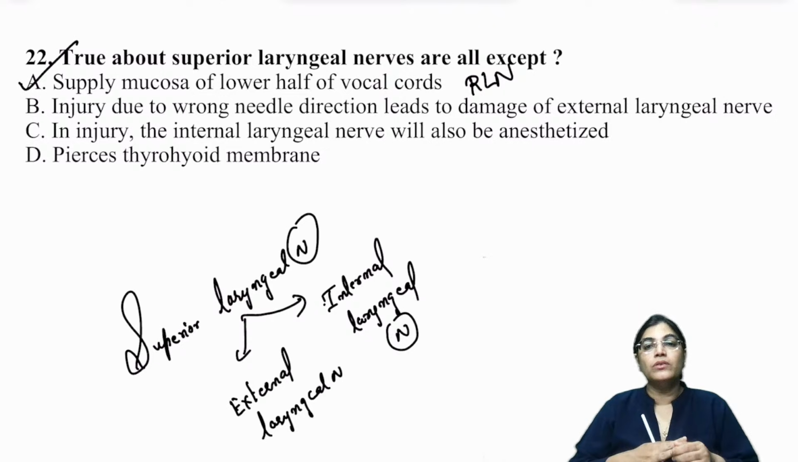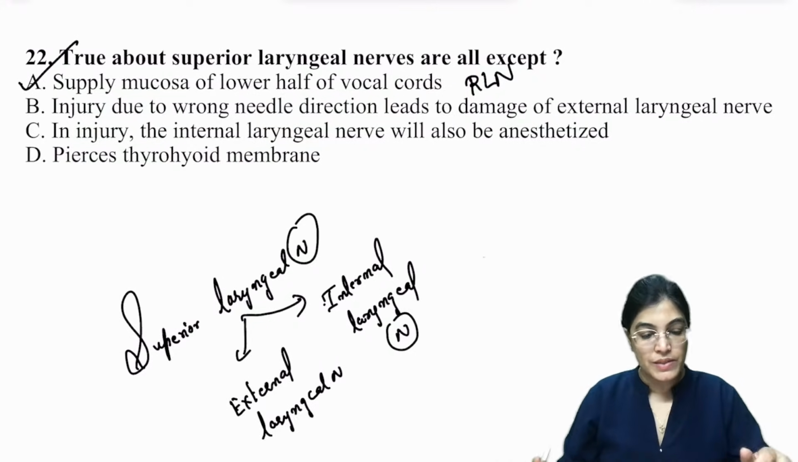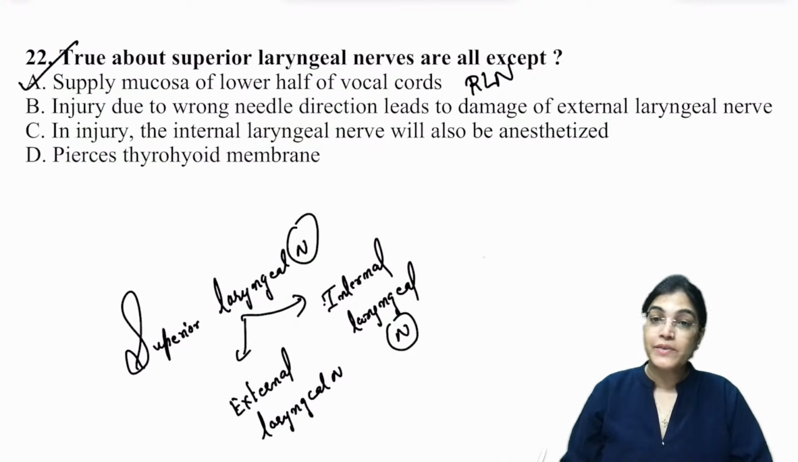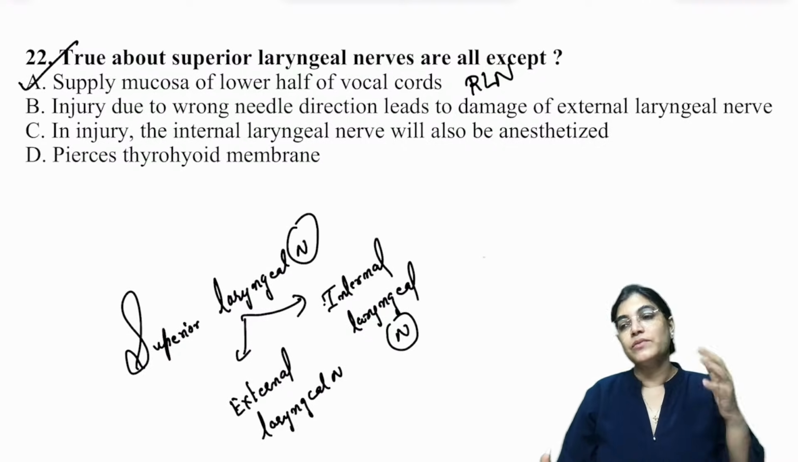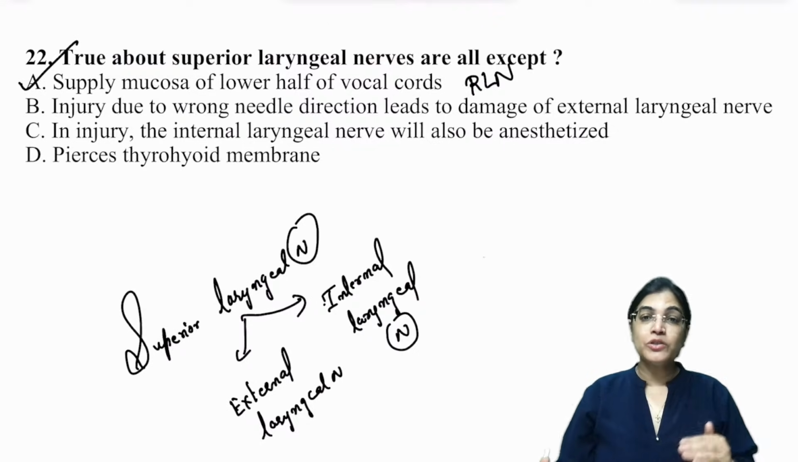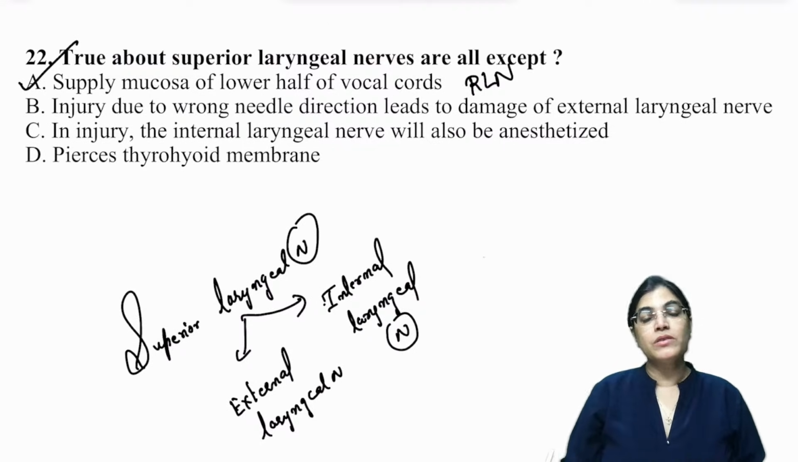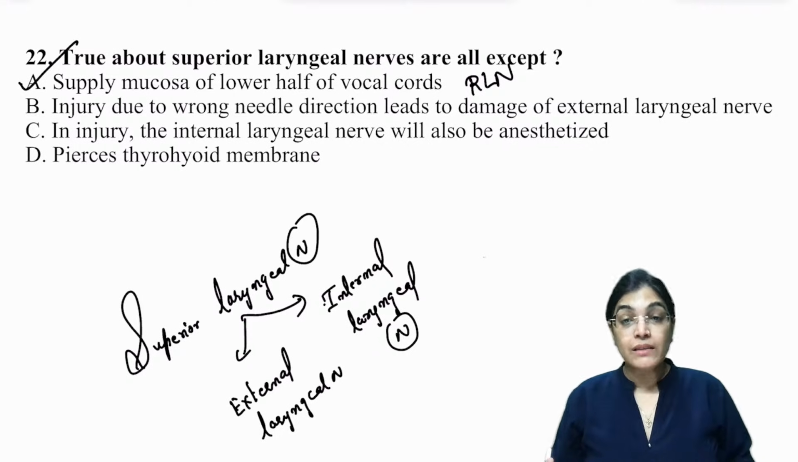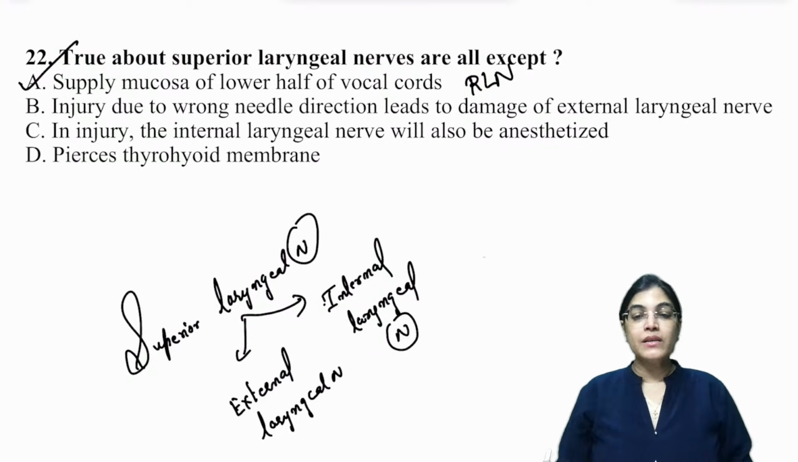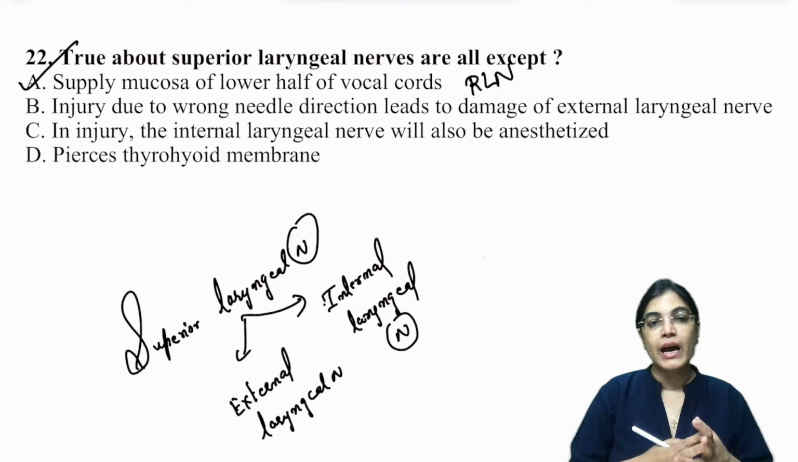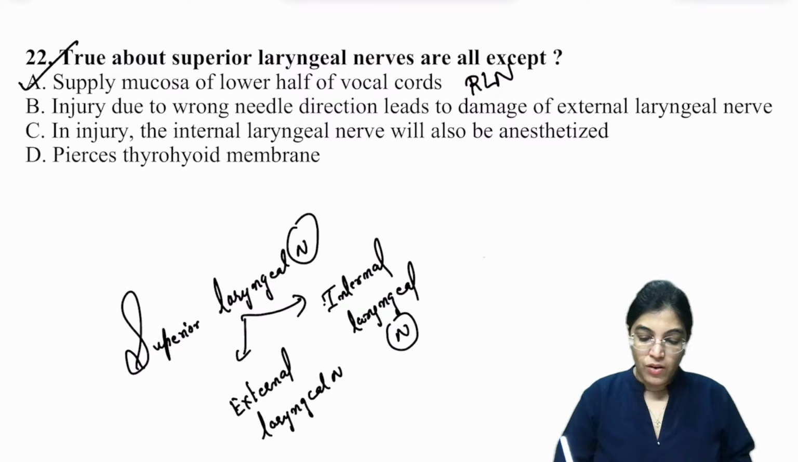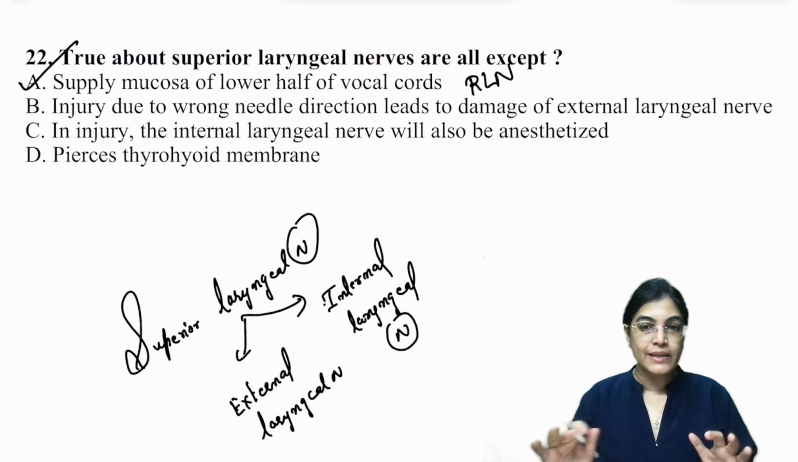Now, injury or damage to the external laryngeal nerve can definitely happen if the superior laryngeal nerve is injured, because the superior laryngeal nerve gives the branch external laryngeal nerve, which gives innervation to the cricothyroid muscle. And as we know, the internal laryngeal nerve is giving sensation to the upper part of the laryngeal cavity. The internal laryngeal nerve and the superior laryngeal artery are piercing the thyroid membrane. So all the other three, B, C, D, are correct statements except A.